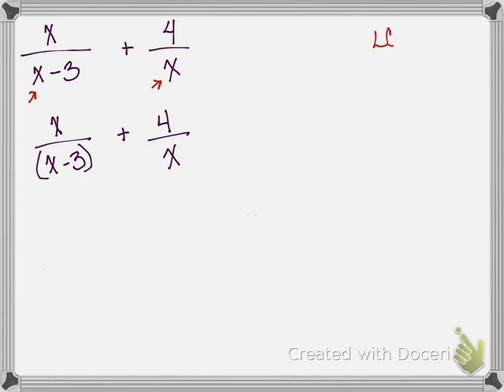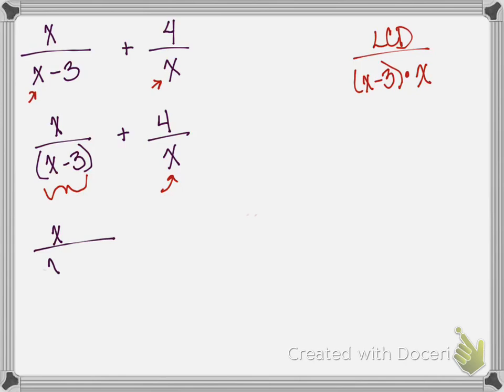So my LCD is going to be x minus 3 times x, because I've got to account for this factor and for this, and you need to understand that they are different. X minus 3 and x are not the same. So for my first fraction, I have x minus 3. What's missing? Good. So I'm going to have x in the bottom and x in the top. For my second fraction, I have 4 over x. What's missing in the bottom? Excellent.